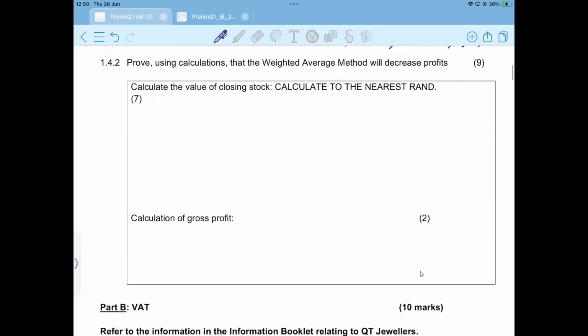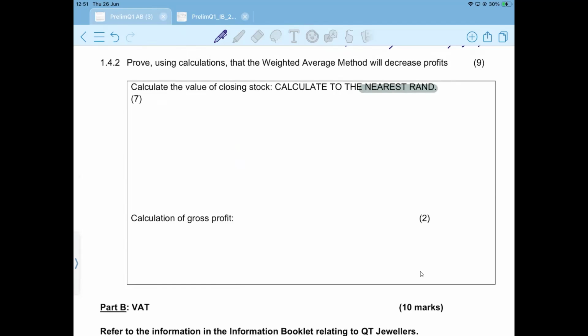For 1.4.2, we need to use calculations to prove that the weighted average method will decrease profits. So when you use the weighted average method, and I need to highlight this, the final amount we need to round off to the nearest rand. Under the weighted average method, guys, before you can calculate cost of sales here, you need the value of your closing stock.